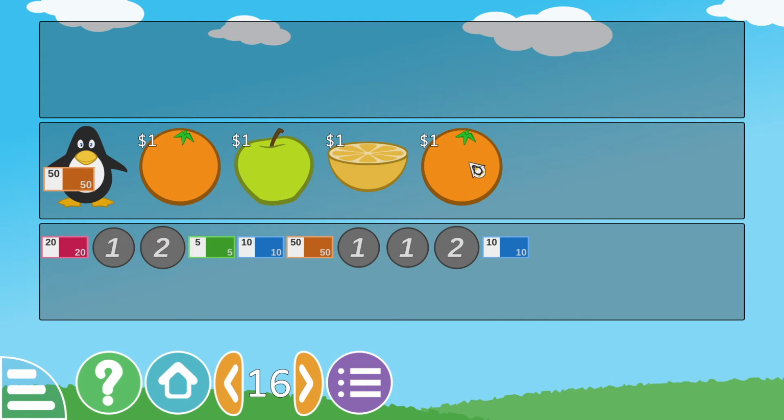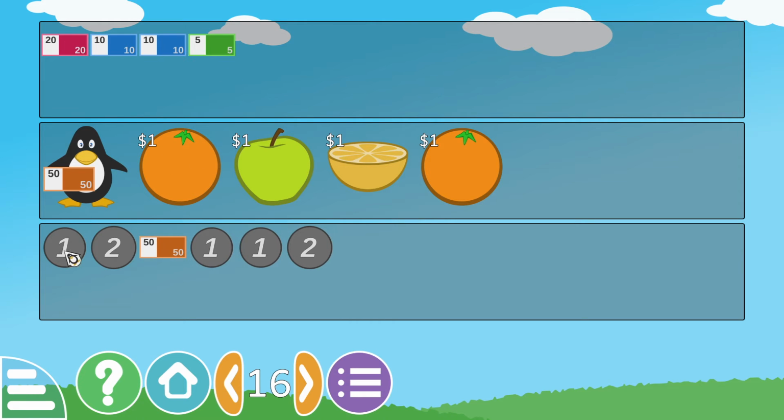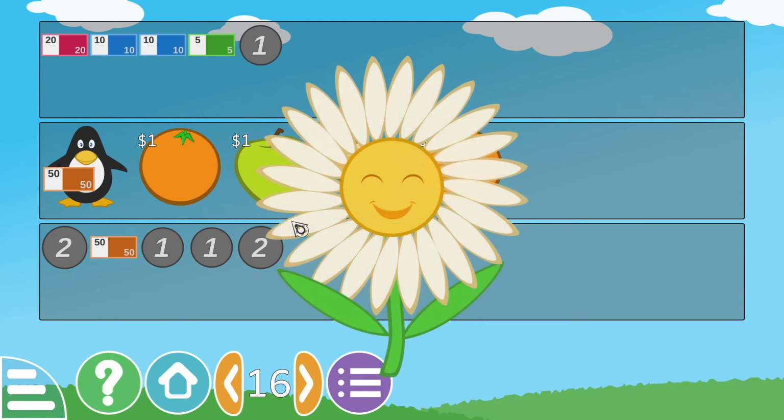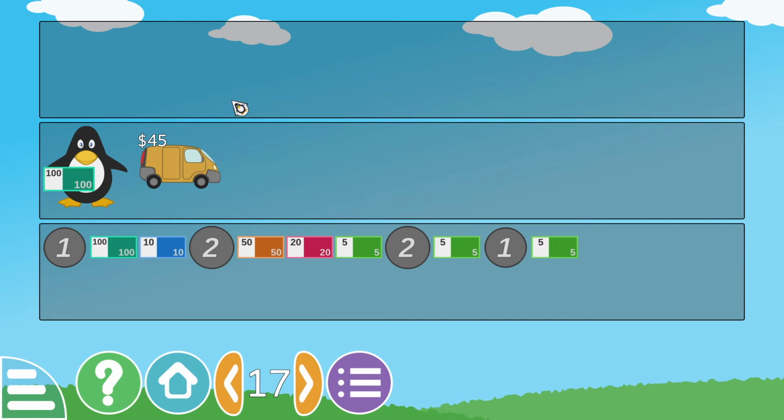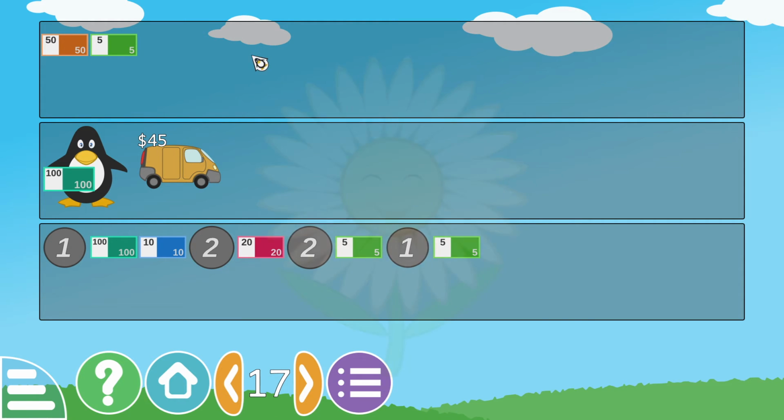Just buying 4 bits of fruit. An orange, apple, I'm thinking that's half a lemon and an orange again. I need to give $46 change. And I could have done it with coins instead of the $5 note, but I'm going to just do it quickly. So $100 with $45 purchase. I've got to give $55 change.